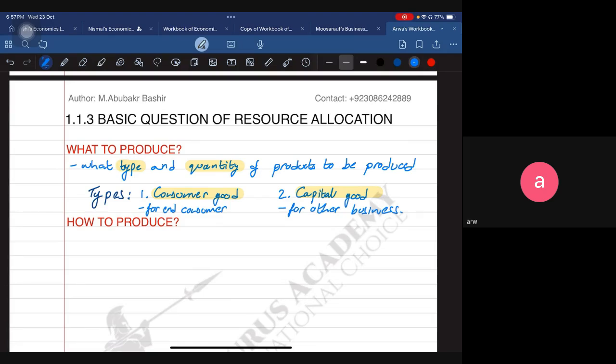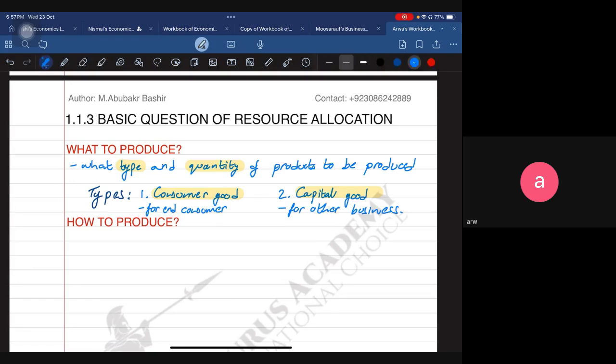Now we talk about how to produce. We discussed opportunity cost, and we are now going to see how the opportunity cost comes into this. For a private producer, the opportunity cost he's facing is between producing a consumer good for the end consumer or a capital good for other businesses. Wherever he finds more profit, he will do that, right? This is one thing.